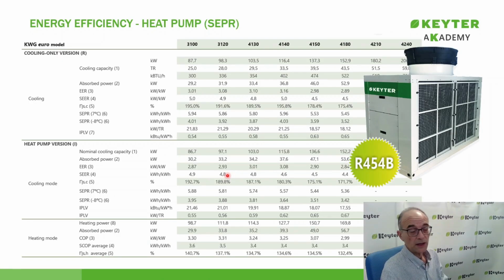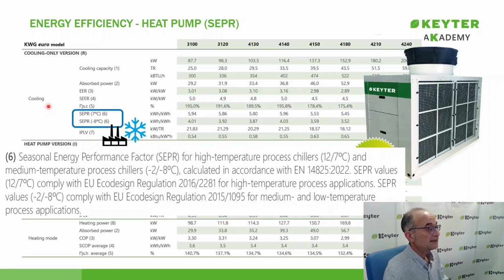All right, as always, the first thing we need to do is take a chiller, in this case, an air-to-water unit. And when we look at the data sheet, we find this SEPR both at 7 and at -8. And what does that mean? Well, if we go to note 6, we see that the SEPR is the seasonal energy performance ratio for high temperature. Now let's see what it means for high temperature. It's the S12, and they're calculated according to 14825.